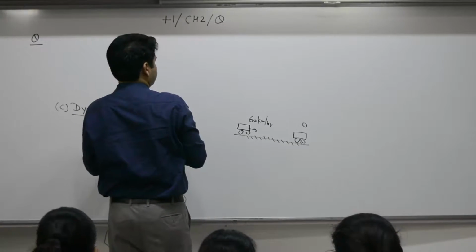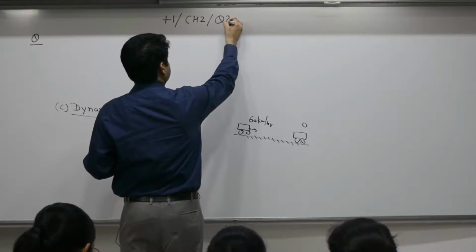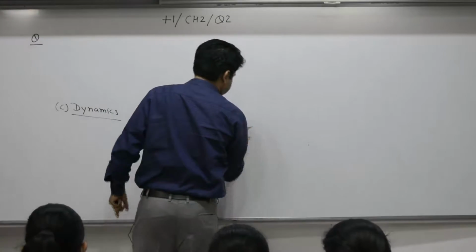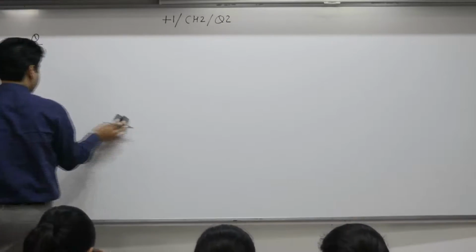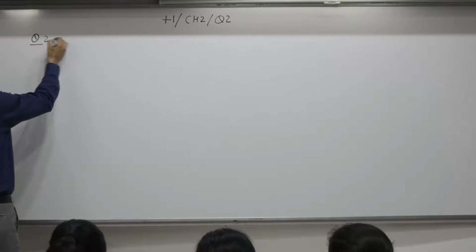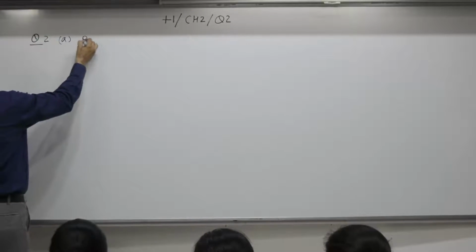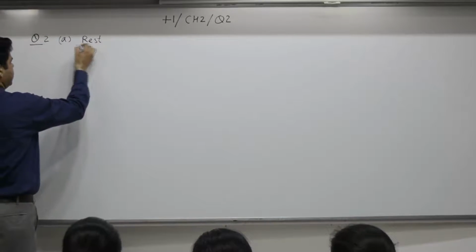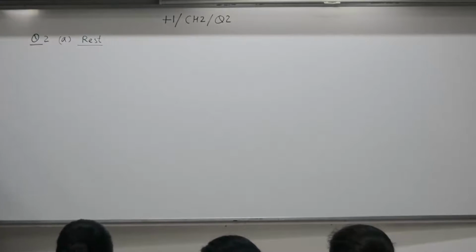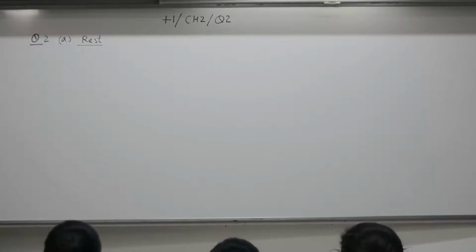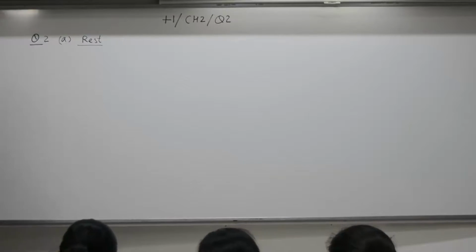Question number 2 deals with what? Rest and motion. Question number 2, first part deals with when you say an object is at rest. An object is said to be at rest if it does not change its position with time with respect to its surroundings.